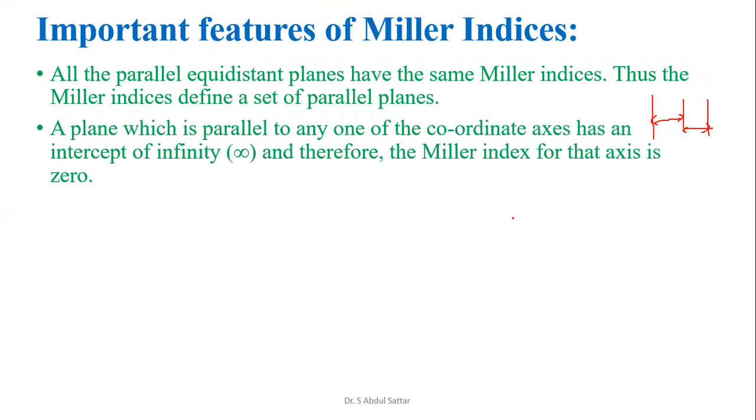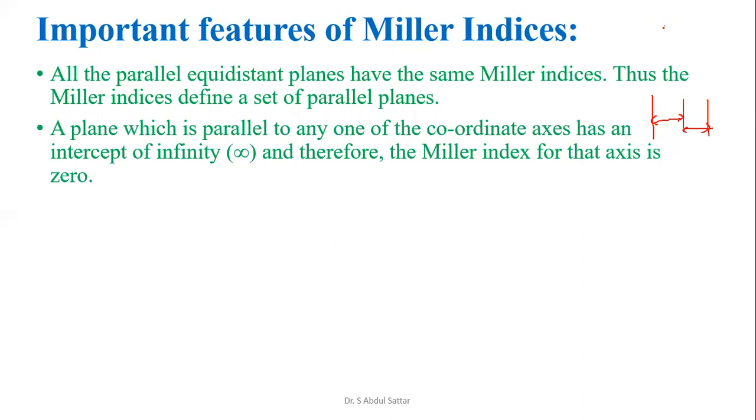Next, if a plane is parallel to any one coordinate axis, what is the corresponding intercept? We have to take the corresponding intercept as infinity. Then the reciprocal of infinity is 0. So if the plane is parallel to any axis, the corresponding Miller index is 0. If the Miller index in the x position is 0, we can say that the plane is parallel to the x-axis. If the Miller index in the y position is 0, we can say that the plane is parallel to the y-axis.